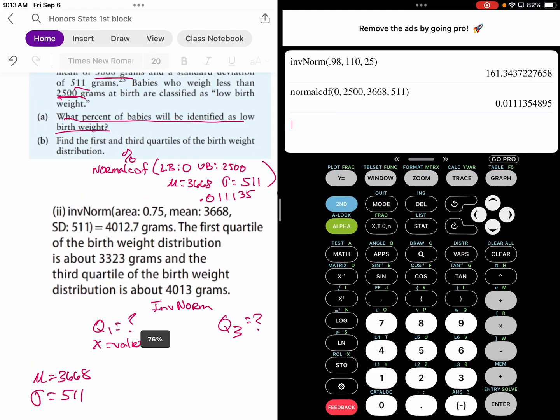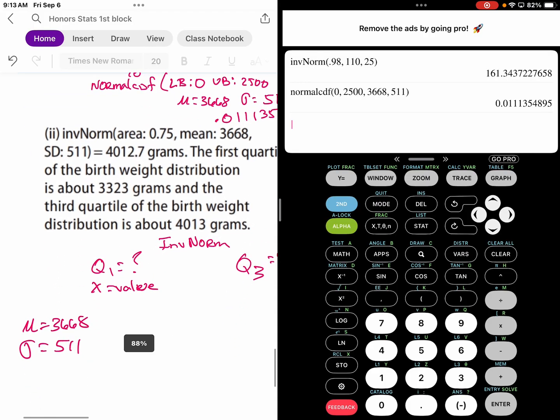That's it. That's an easy one to remember here. That was like my first address of the house we lived at in Delaware. 511.